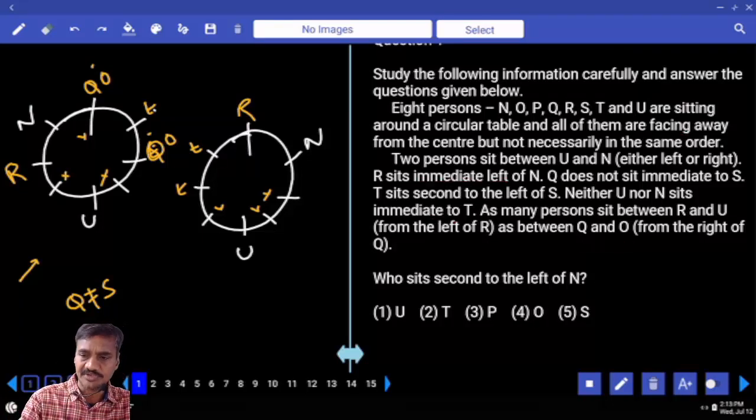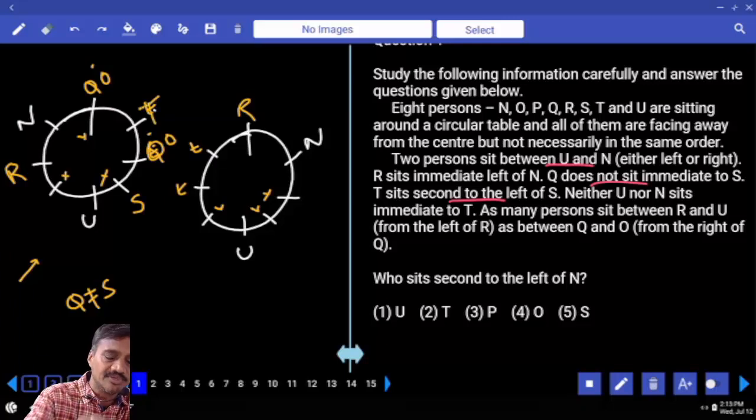And 2 persons between U and N, R sits to the immediate left of N, and Q is not seated adjacent to S, and T sits second to the left of S. Now T is seated second to the left of S is given. Now S is here, then T will be here. And Q and S are not adjacent to each other, and Q cannot be here, O is here, then Q will be here. Then who is the other person left over here? Now P is the person left over.